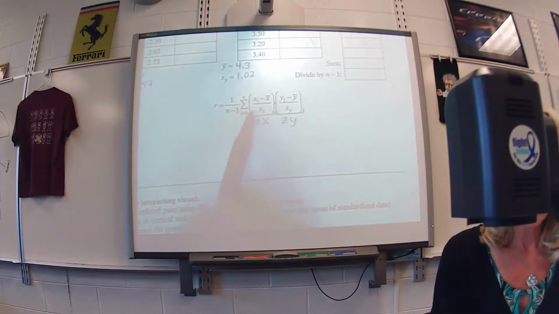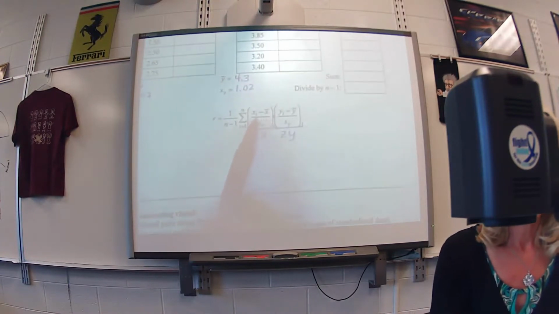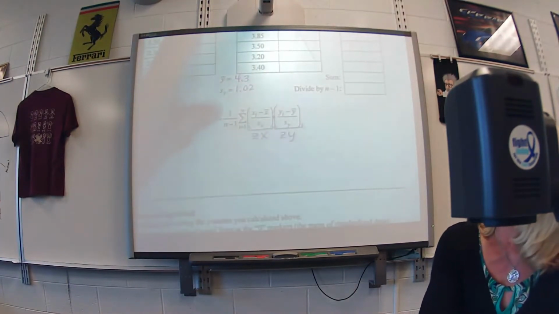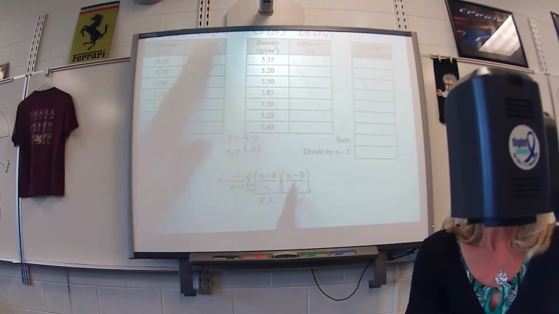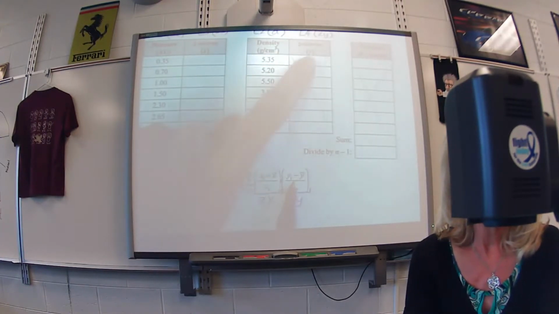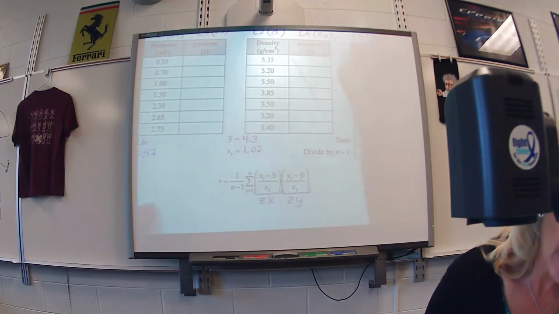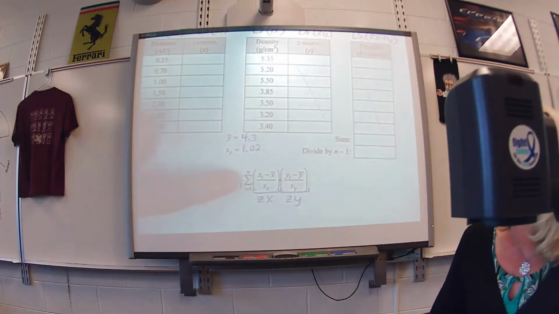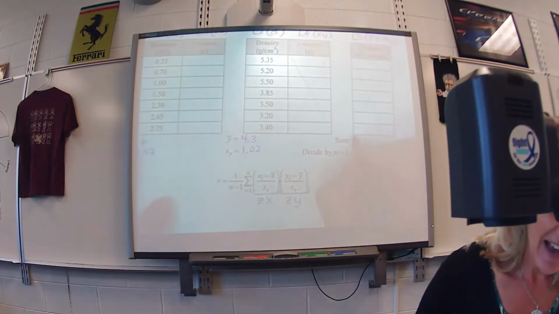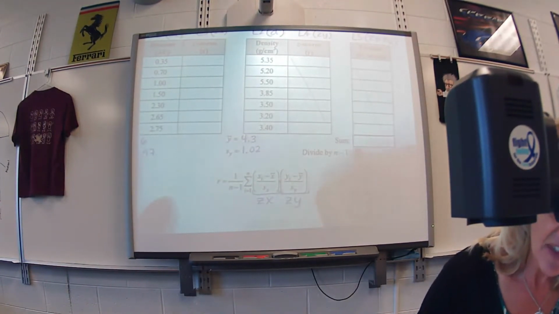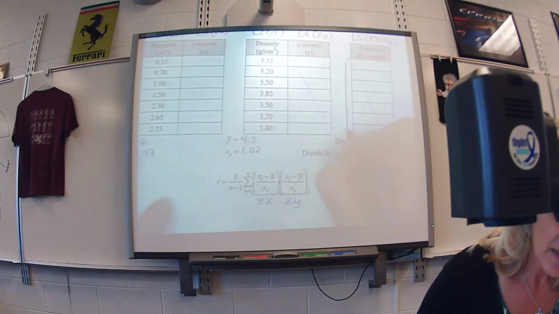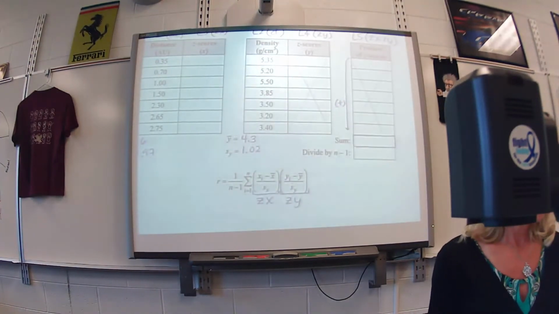So we have all of these in the third column. We have all of these in the fourth column. We've multiplied them together in the fifth column, what I just called ZXZY. But what I really need is the sigma of all of that. I need all of these numbers added together.